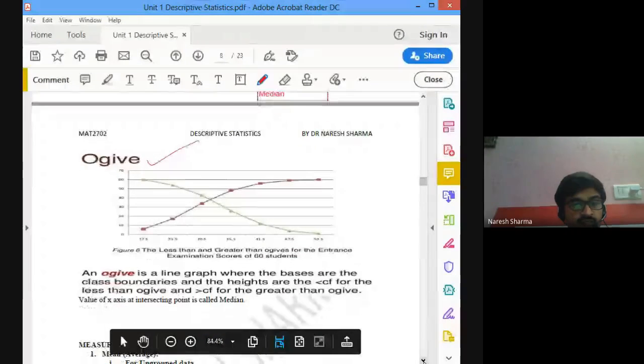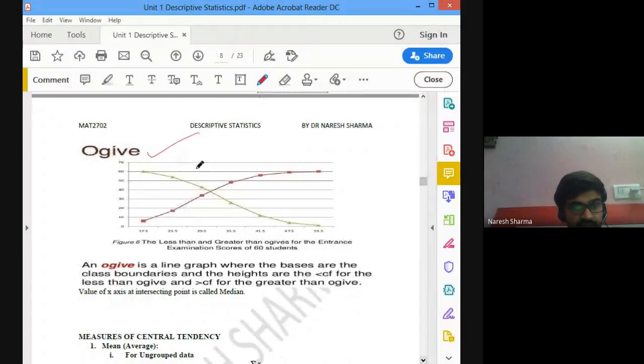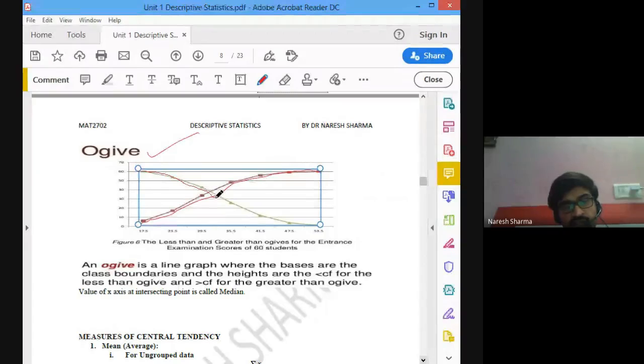So this is another example of an ogive curve. We take the less than frequency curve on the upper limit of each interval, and on the lower limit we draw the more than cumulative frequency curve. And the point which is the intersecting point, that point is called the median. This intersecting point is called the median.